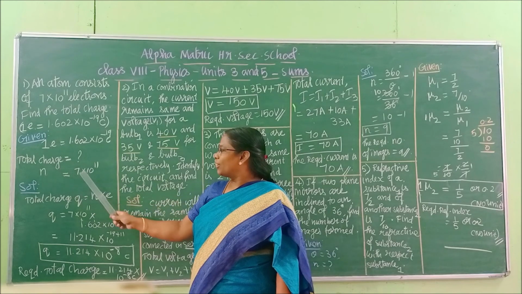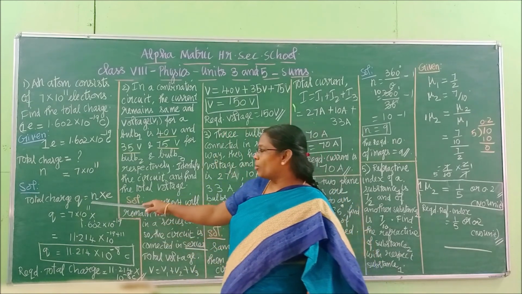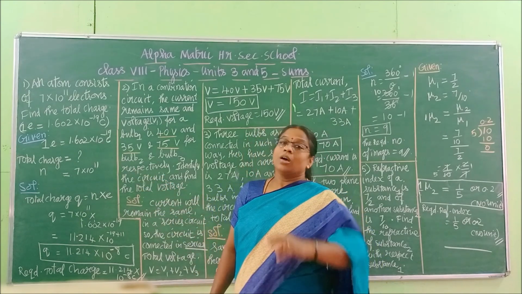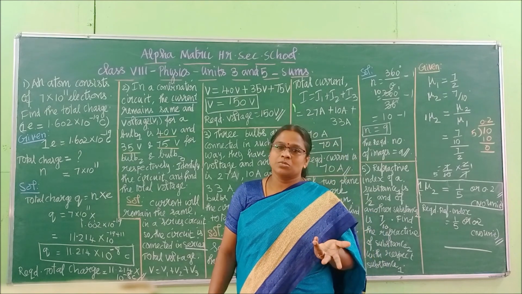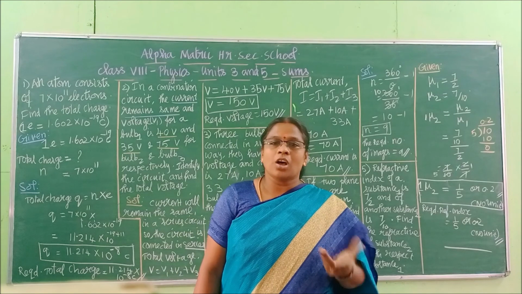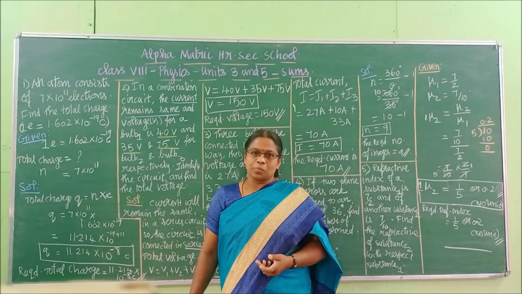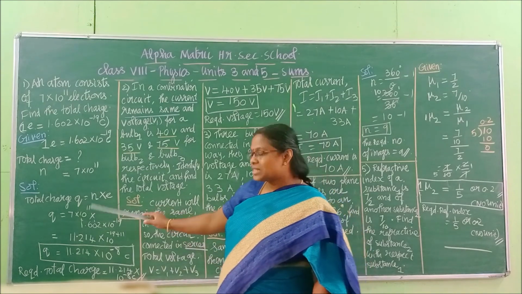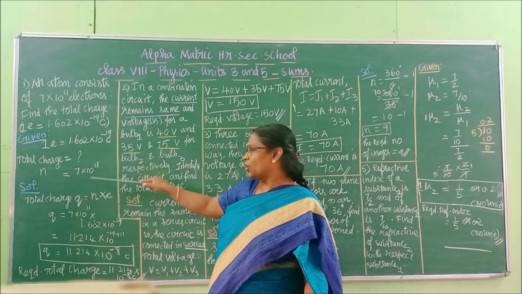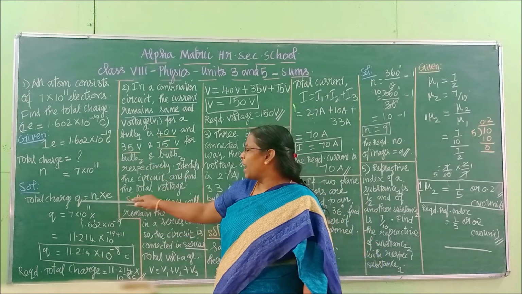The number of electrons is 7 into 10 power 11. So this is the formula for it. If 1 electron contains this much charge, then how much charge totally? For example, if 1 pencil costs 2 rupees, what is the cost of 3 pencils? You will say 3 into 2, 6 rupees. Same system here: number of electrons into this charge is what we are going to do. So it is a simple concept, and for that we have a formula.